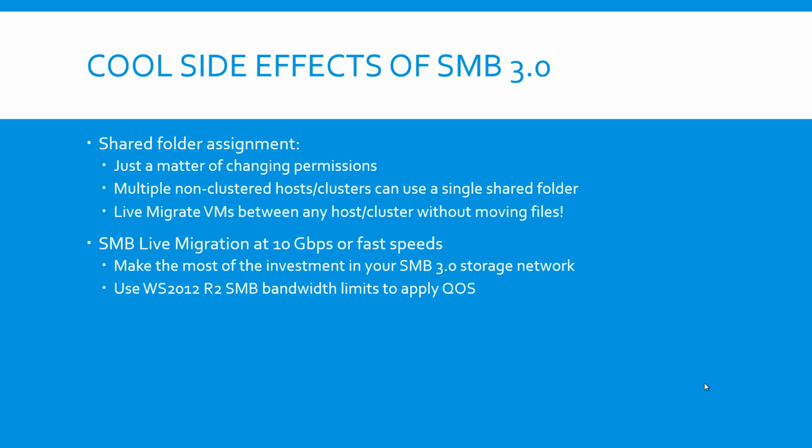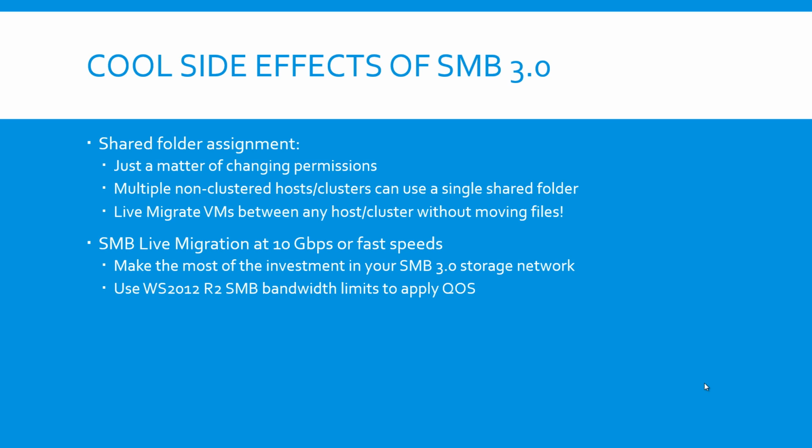Now, there are some cool side effects of SMB3 and investing in SMB3 networking, especially if you do go higher up into 10 gigabits or faster. The first thing I want to talk about is the fact that we're moving to simpler storage. By creating file shares rather than LUNs, we can add multiple permissions. So we can have multiple non-clustered hosts using a single file share, and we can live migrate virtual machines without moving their files between those non-clustered hosts, which is very cool.